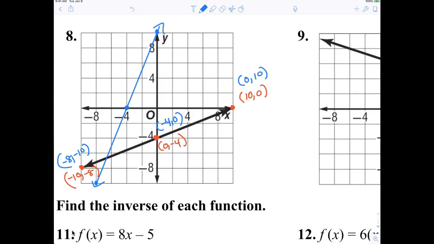Do you have to write it in that order? Oh, I don't care what order. I'm grading the graph.